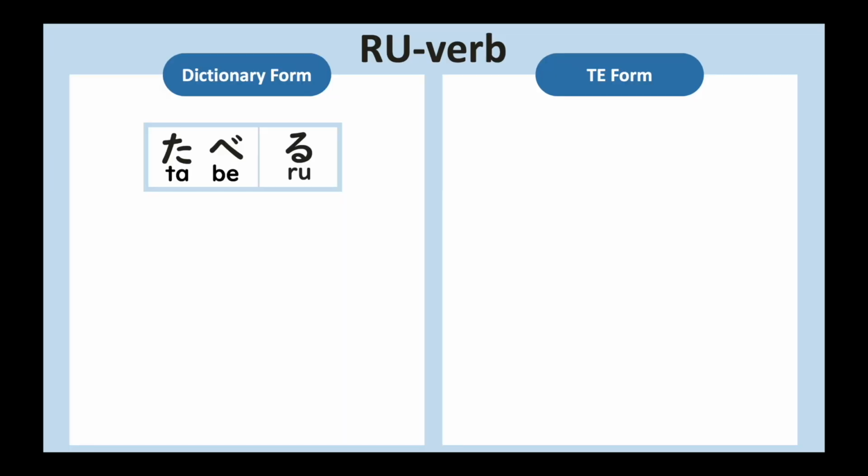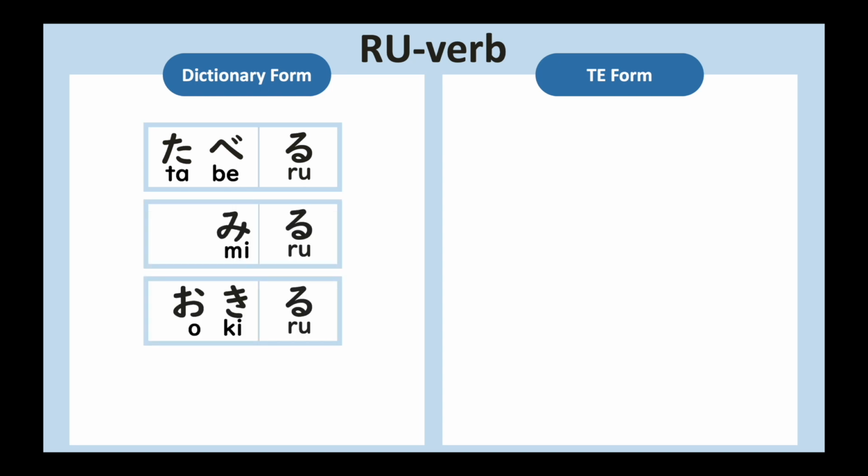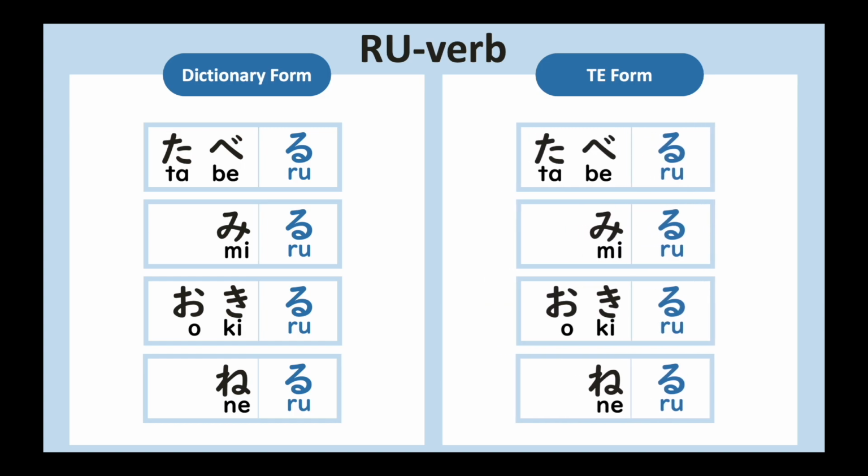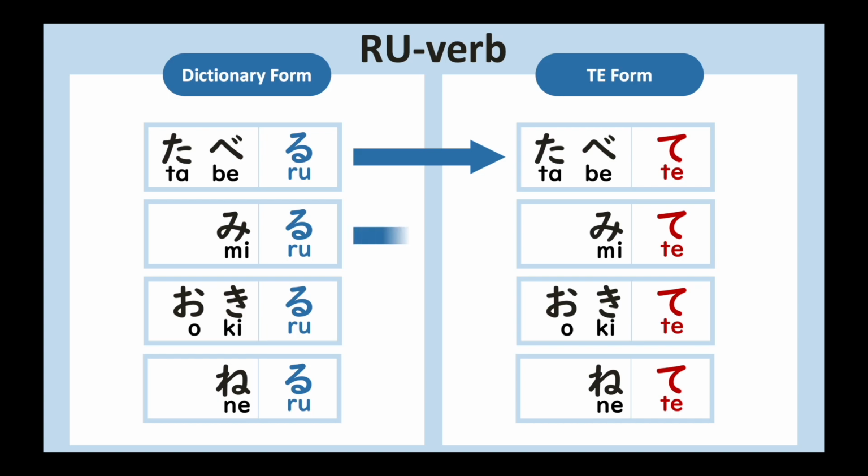We have 4 RU-verb examples: 食べる, 見る, 起きる, and 寝る. As the name implies, all the RU-verbs end with the hiragana ru. So to conjugate RU-verbs from dictionary form to te form, we simply drop the last ru and add te. So 食べる becomes 食べて, 見る becomes 見て, 起きる becomes 起きて, 寝る becomes 寝て.